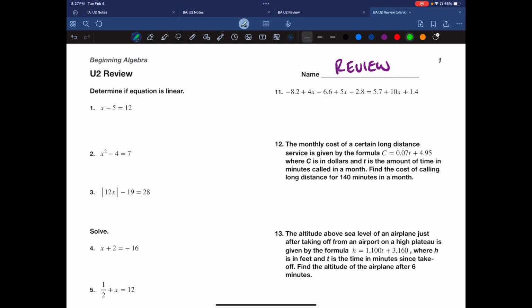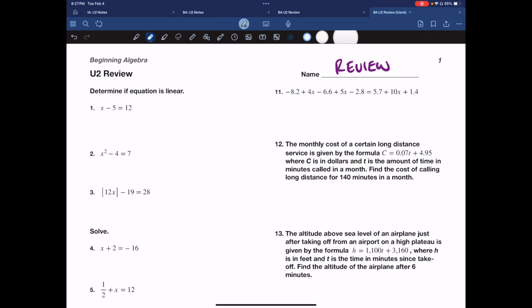Let's talk about this review. This review is 50 questions. Your test will be 20 multiple choice. All right, and let's just get started with this. There might be more detail in the worked out version on Canvas, but this is a different option for you.